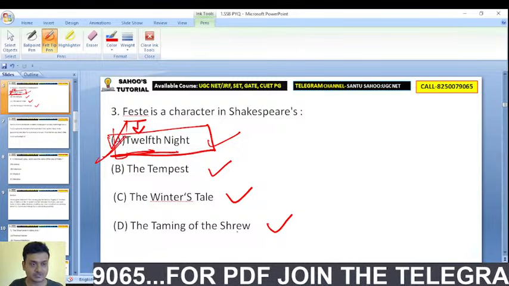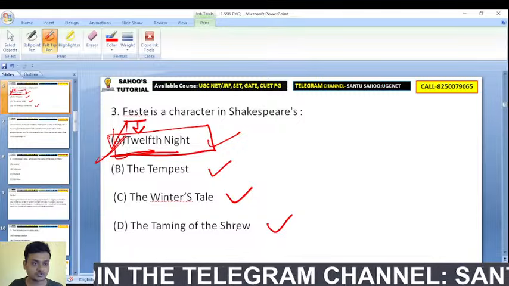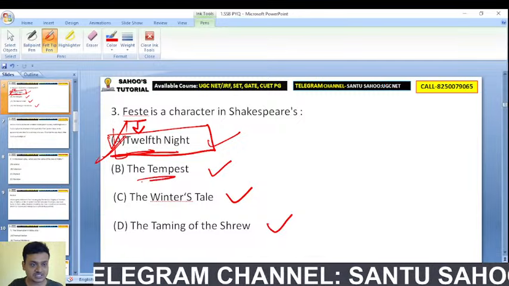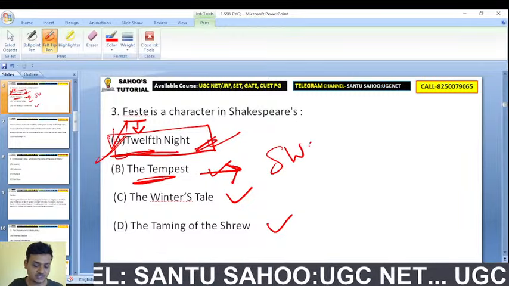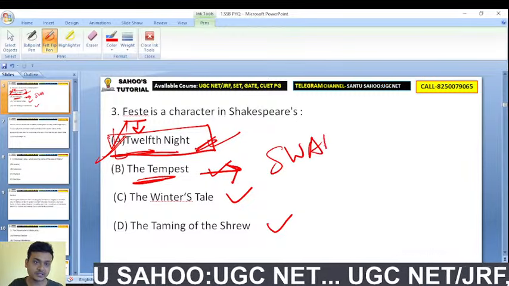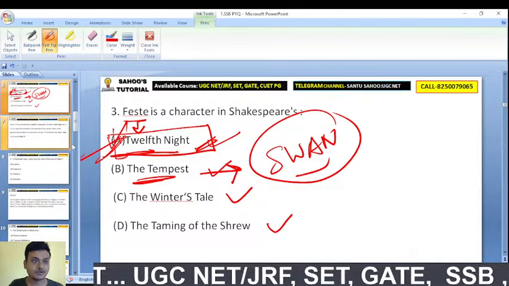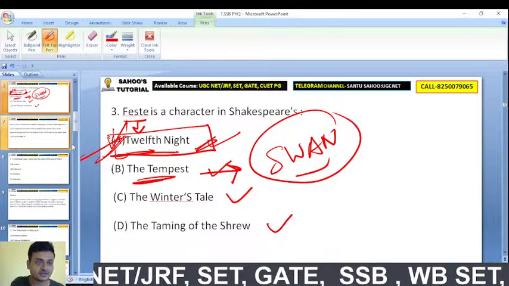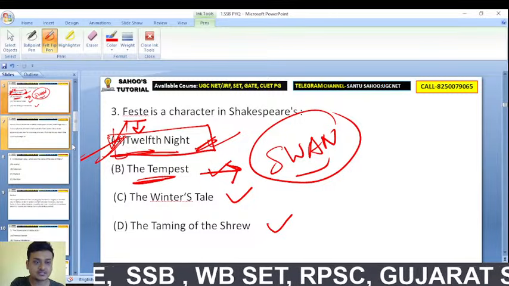No, sorry. It is not Twelfth Night, the Tempest is the Swan Song actually. Tempest is the Swan Song, the last work, whereas Twelfth Night is the one with Feste. Exactly, good morning. Swan Song is actually Tempest.